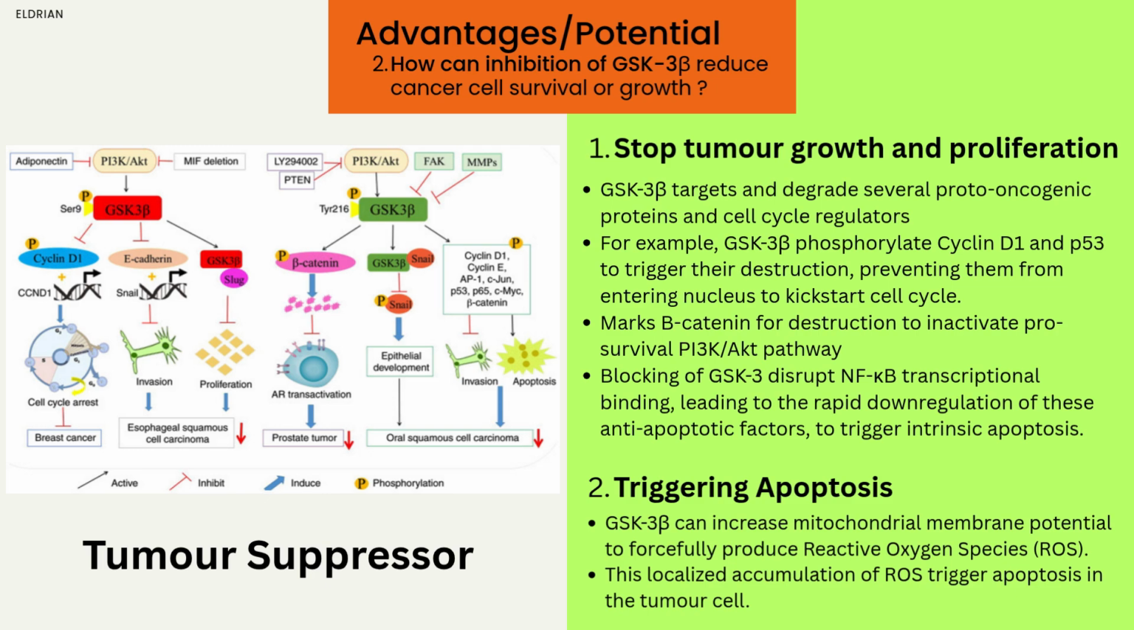Also, blocking of GSK-3 will inhibit nuclear factor kappa B transcriptional binding in order to downregulate anti-apoptotic factors and trigger intrinsic apoptosis. Speaking of apoptosis, targeting GSK-3 beta can also increase the mitochondrial membrane potential to forcefully produce reactive oxygen species to trigger apoptosis in the tumor cell.